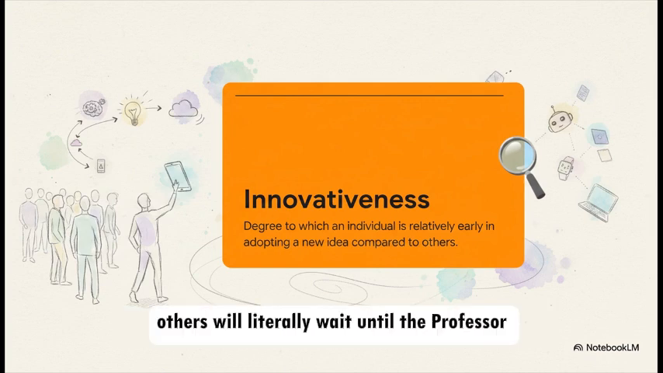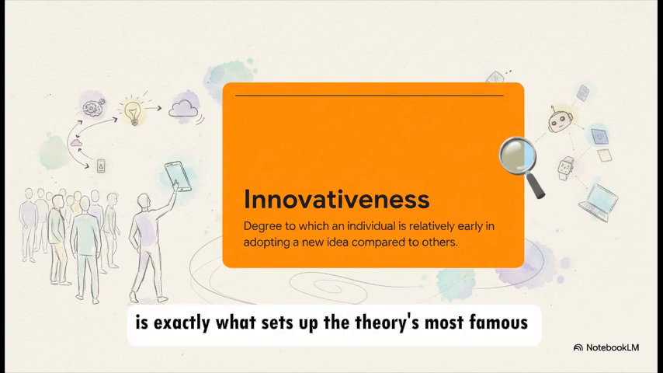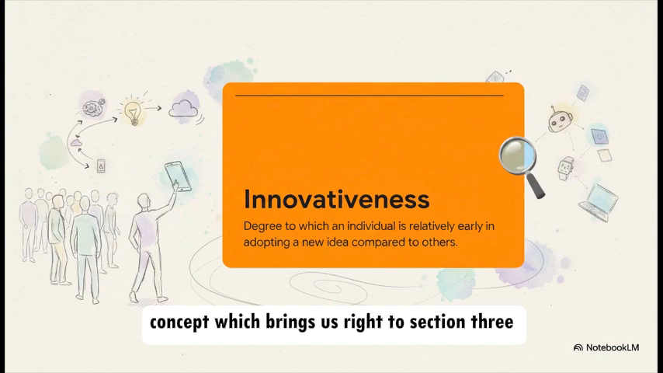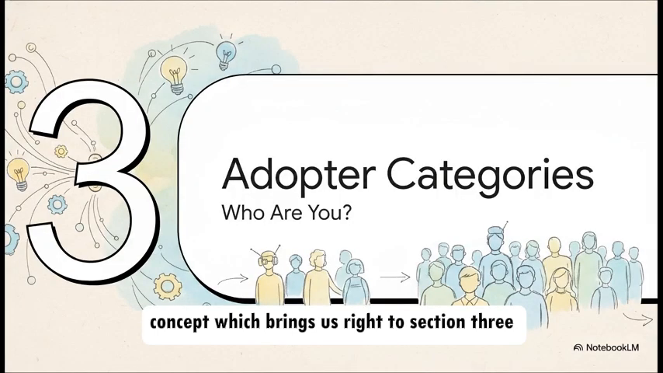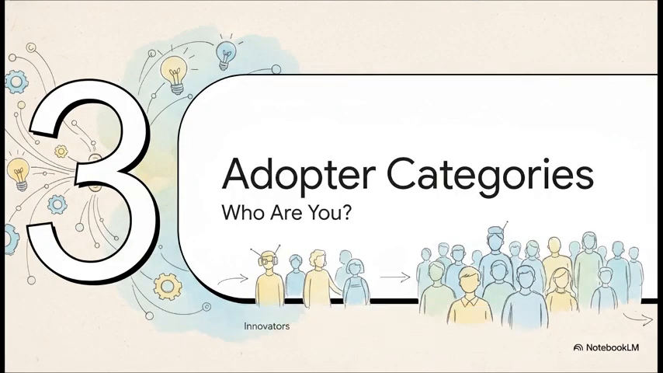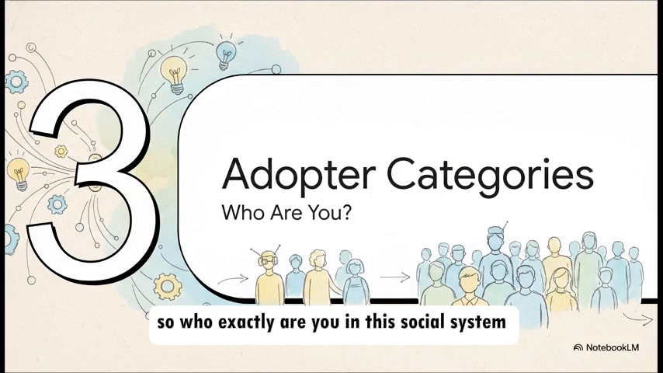Meanwhile, others will literally wait until the professor mandates it for the final project. This basic assumption that our risk tolerance completely varies is exactly what sets up the theory's most famous concept. Which brings us right to section 3, the adopter categories. So who exactly are you in this social system?